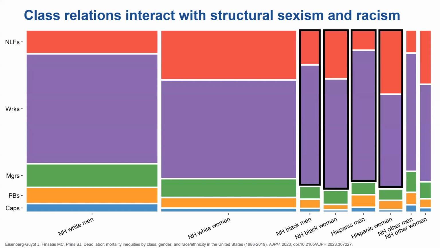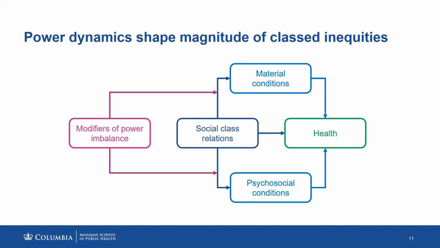For example, Black and Hispanic people are segregated into the working class or excluded from the labor force entirely and funneled into especially exploited and dominated occupations within workplaces. Relational theory suggests that the magnitude of class inequities in a given workplace or historical period is shaped by the balance of power between workers and capitalists.